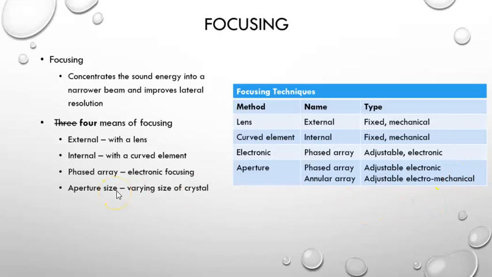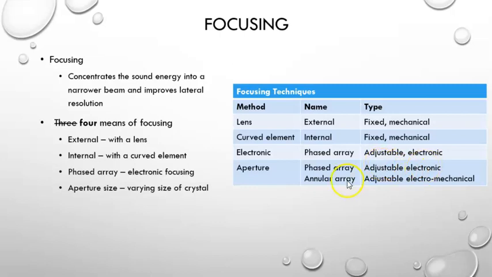And then the other way of focusing is changing the diameter of the crystal. We call this changing the aperture. Some authors will say there's only three ways: internal, external, and phased array. Others will say, yeah, but changing the diameter of the crystal also changes the focus. So I'm going to go with that. The aperture can change.